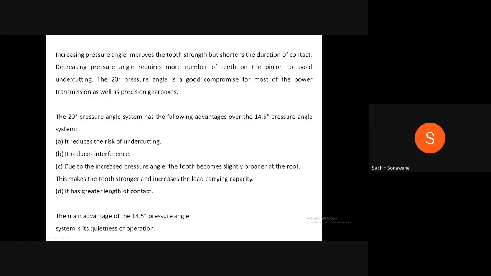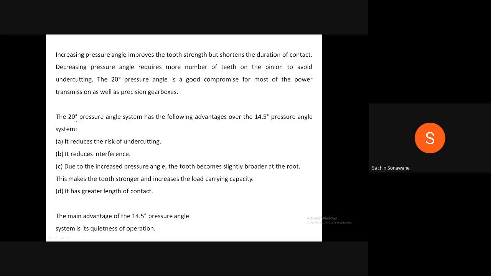Now, increasing the pressure angle improves the tooth strength but shortens the duration of contact. Decreasing pressure angle requires more number of teeth on the pinion to avoid undercutting. The 20-degree pressure angle is a good compromise for most of the power transmission as well as precision gearboxes.